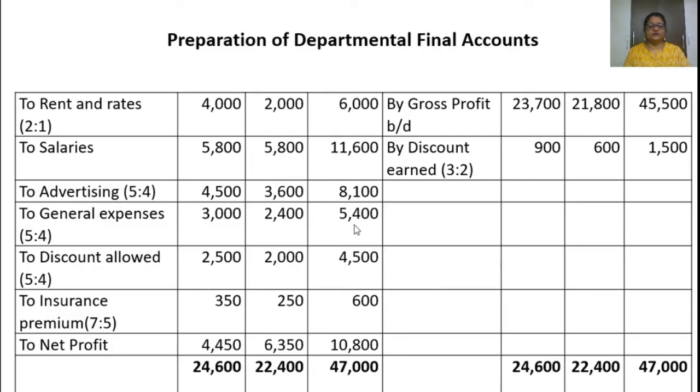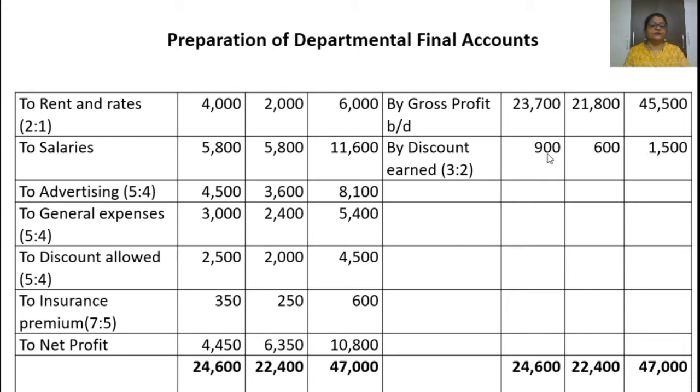General expenses total 5,400 and are distributed among the two departments in 5:4, that is 3,000 and 2,400. Here also you are using the 5:4 ratio. On the total of discount allowed, 4,500, you divide 5 by 9 and 4 by 9, so it is 2,500 and 2,000. Insurance is on the closing stock ratio, so 600 is divided between the two departments in 7:5 ratio. Now here there is an income, which is apportioned in 3:2 ratio.